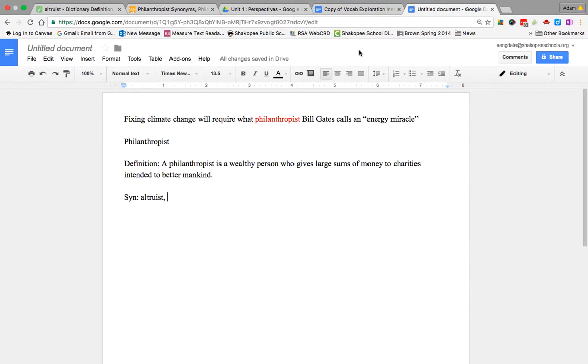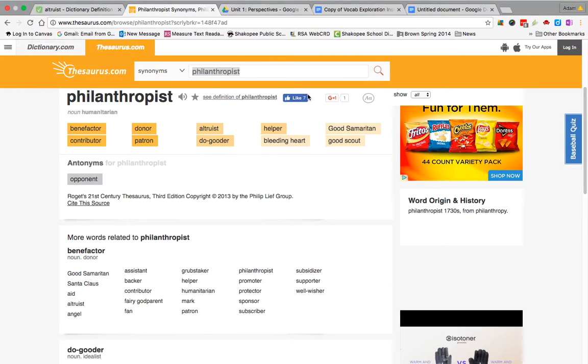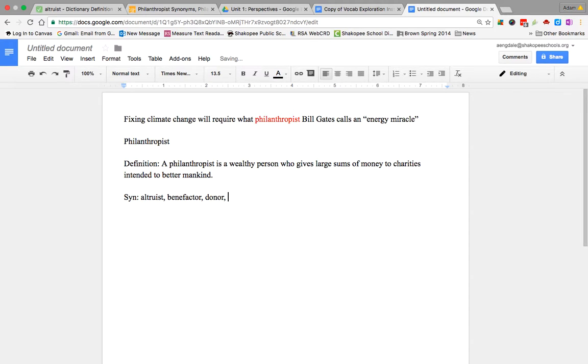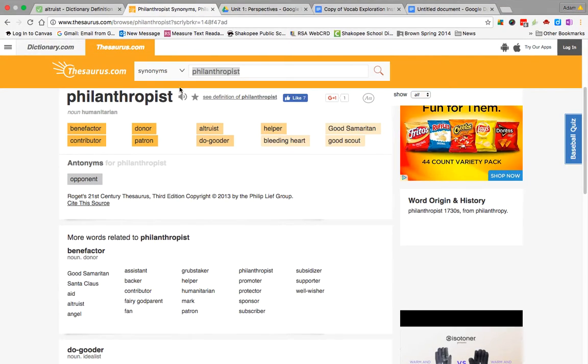So like a benefactor I'm more comfortable with. I know what a benefactor is. I know what it is to benefit someone. I know the -or is someone who, so it's someone who benefits, got it, or makes other people benefit, got it. Donor was one I saw in there. Let me see what else. Donor I'm pretty comfortable with. Patron I saw in there. Contributor.